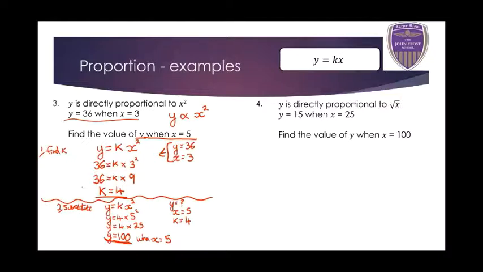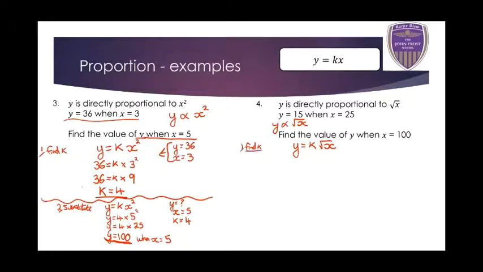So this time y is directly proportional to the square root of x. So y equals 15 when x equals 25. So exactly the same again. Y is equal to k, but we're not going to write x this time because y is directly proportional to the square root of x. So y is equal to k times square root of x. Okay, and that's it. That's the only difference.